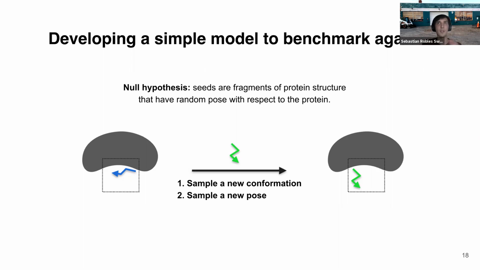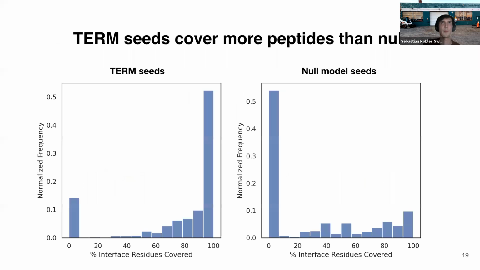The next question was, of course, whether or not these could cover the peptide. Here I'm showing you the plot I showed before of what percentage of peptides are covered, and also that for null model seeds. On average, as you would expect, most of these peptides are not covered by null model seeds. But interestingly, there were a lot of peptides that were partially, and some that were even completely, covered by these null model seeds, which is not exactly what we'd expect if this was really a hard problem.